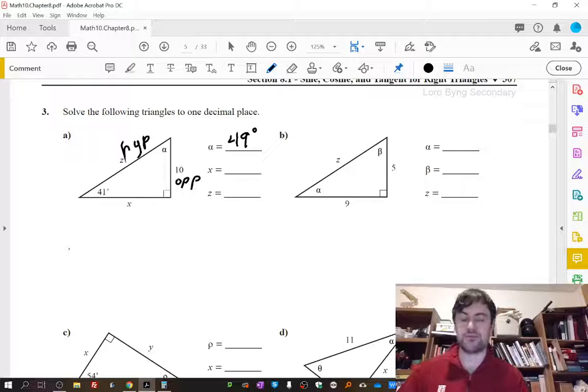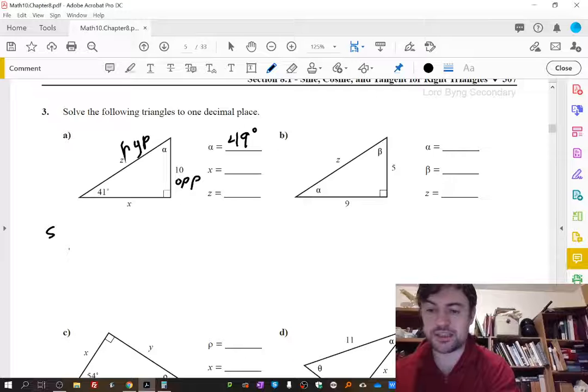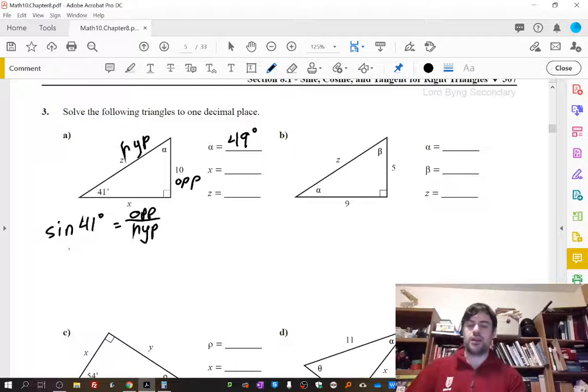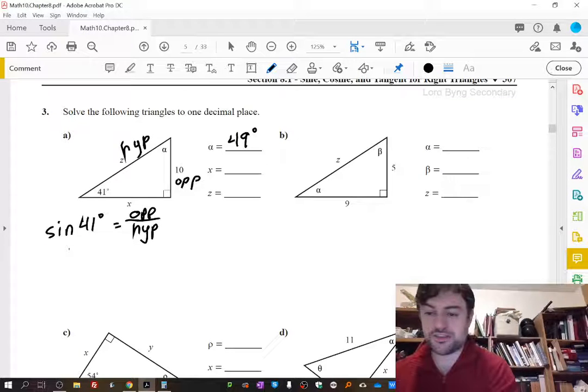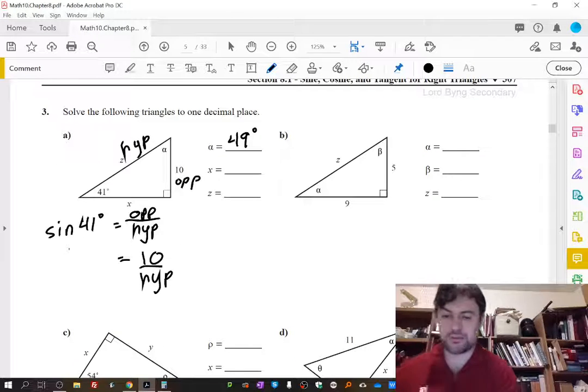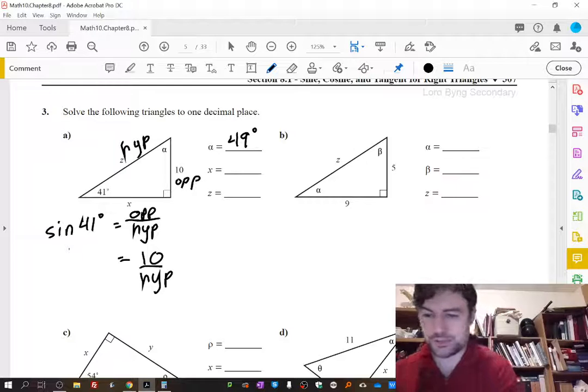So what trigonometric ratio is going to help me here? It turns out that's going to be sine, because sine of 41 degrees is equal to the opposite over the hypotenuse. That's just the ratio. And we already know what the opposite is. We can see that's 10. We still don't know what the hypotenuse is.